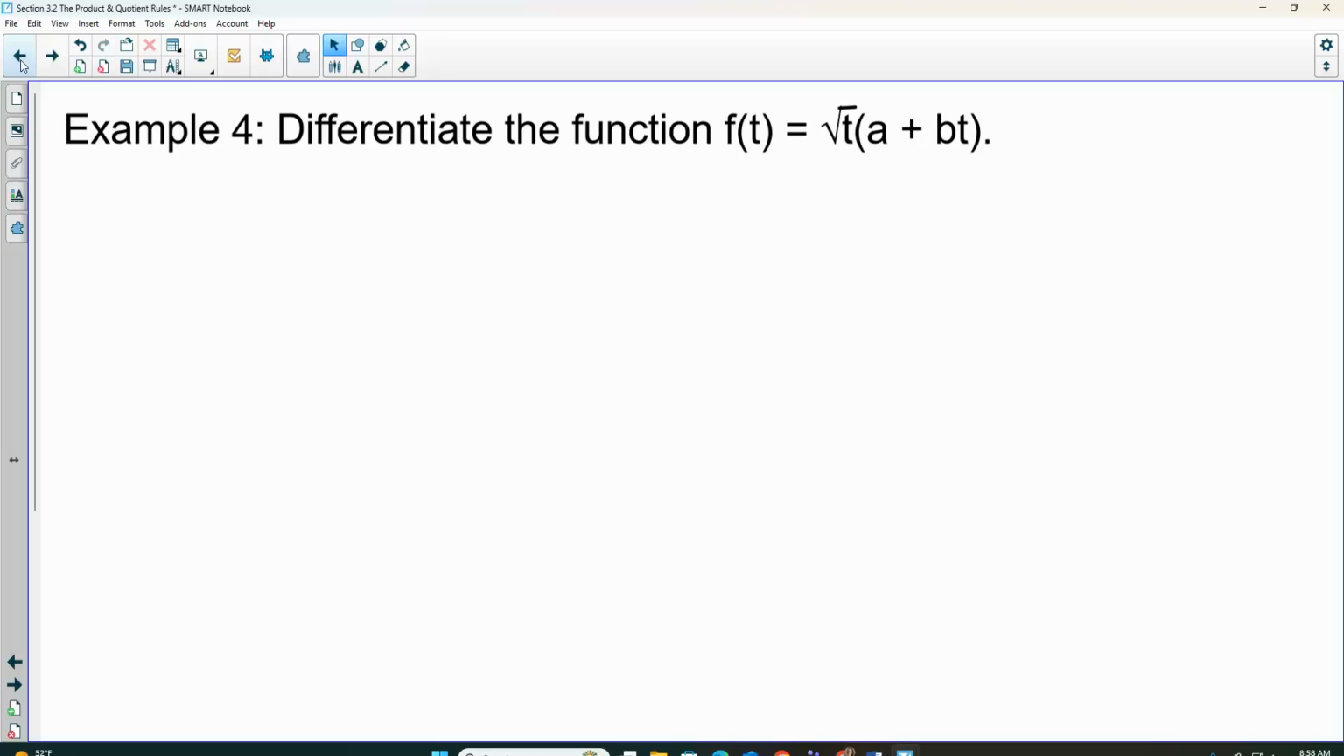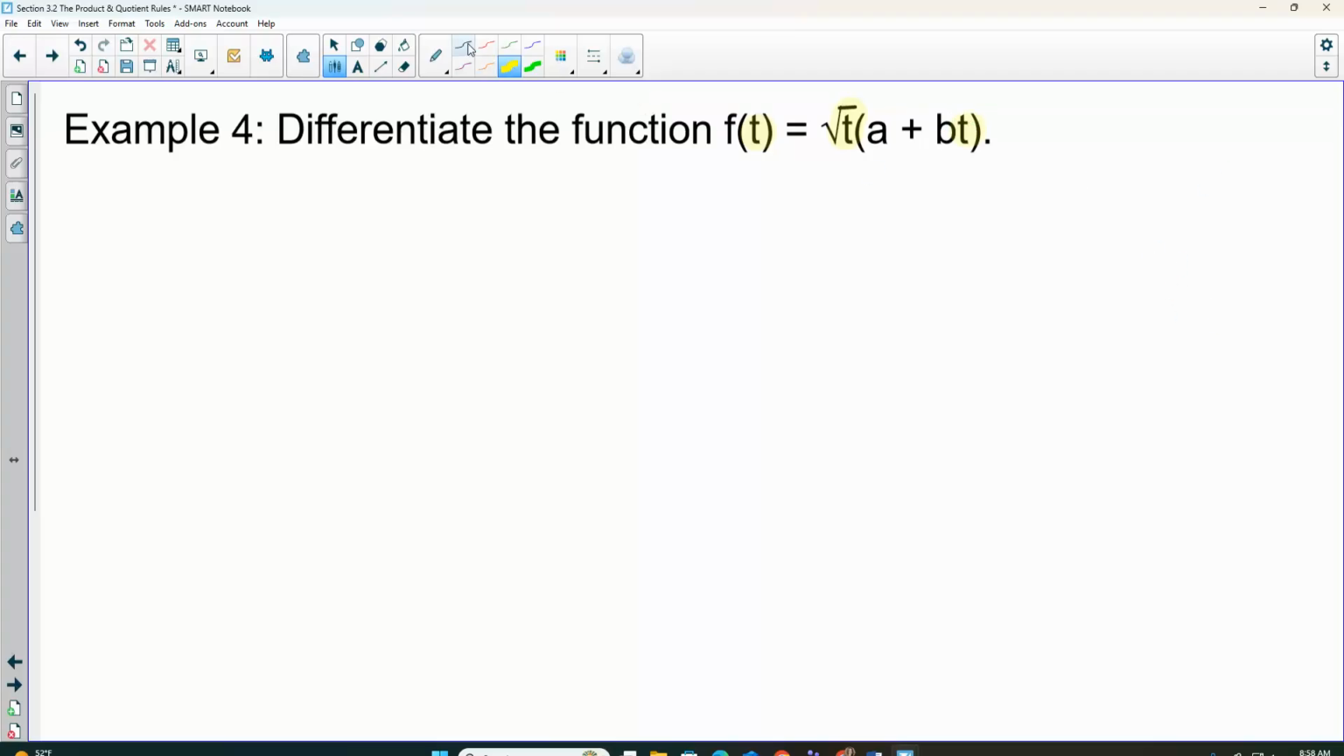This one looks different because I have a lot of variables in it. I have f of t equals the square root of t times a plus b to the t power. With this, if you see something in function notation like that, t is my variable. So these are my variables. A and b are just representing constants.